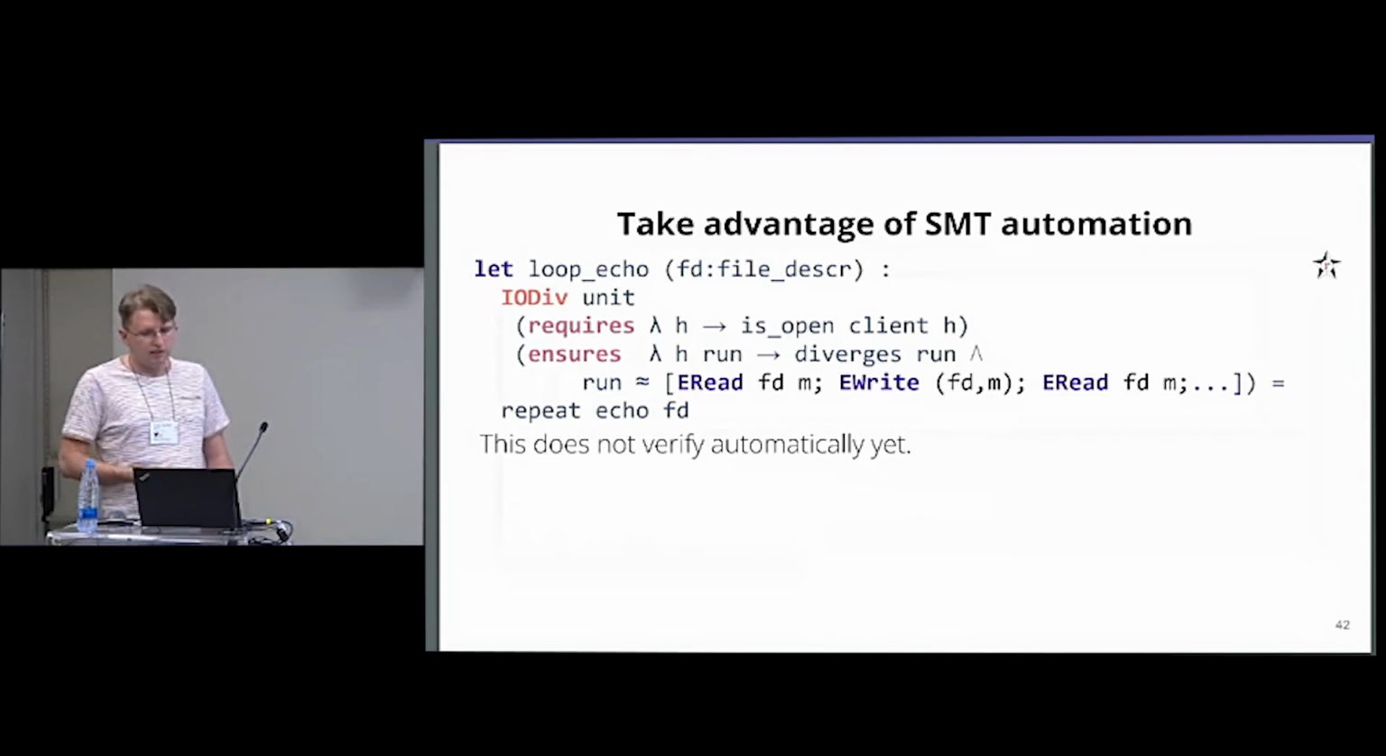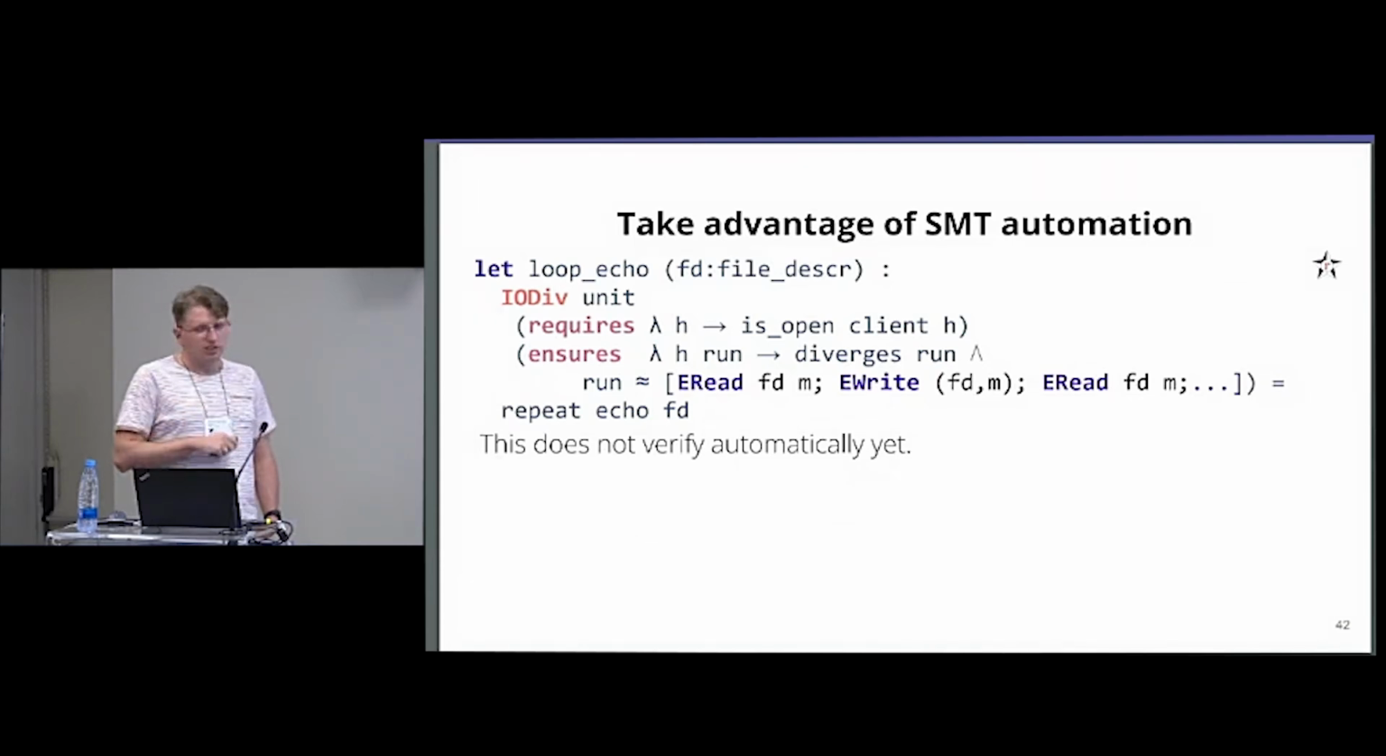Right. So now we can define IODIV for potentially non-terminating programs. We have the same precondition, but now we can write as a postcondition that our program diverges, and also that our run should be equivalent to something like this up to taus. And this doesn't automatically check yet. The part that the run diverges is automatically proven by the SMT, but this one is not.